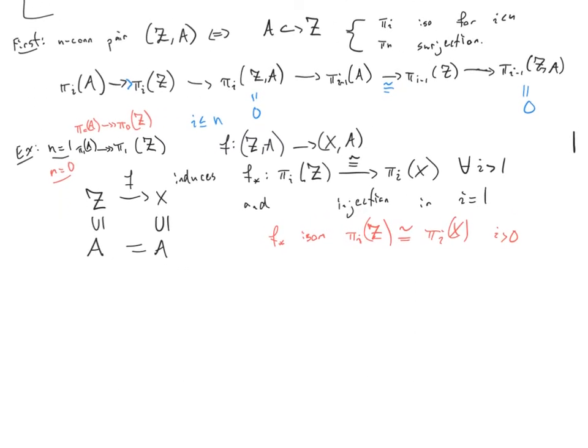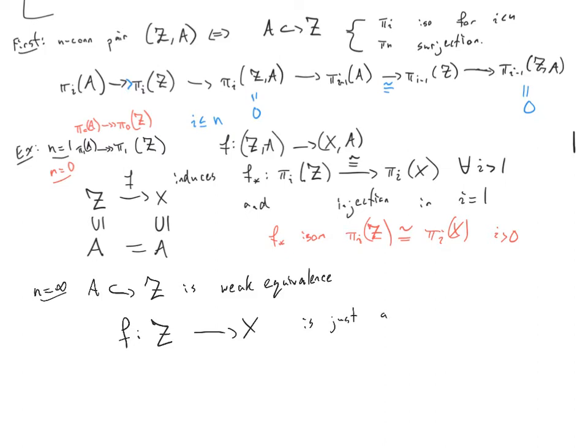So again, if n equals infinity or large, then the inclusion of A into Z is a weak equivalence. Therefore, homotopy equivalence. And the map F that we're given from Z to X is an isomorphism in infinitely high degrees. So it is just a map. There's no conclusions about it.